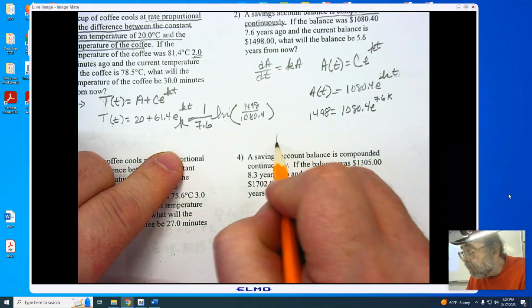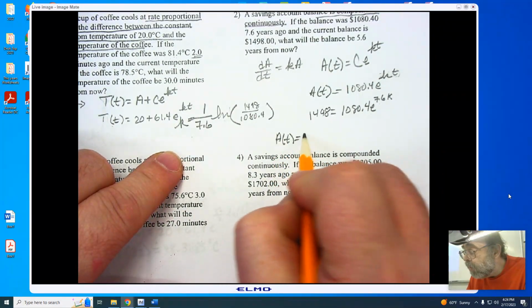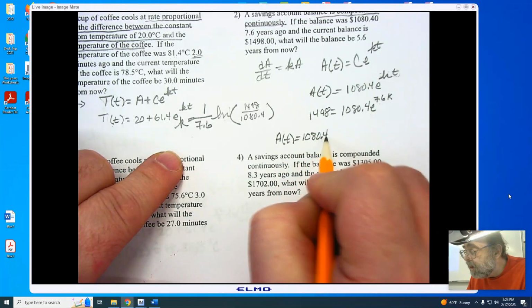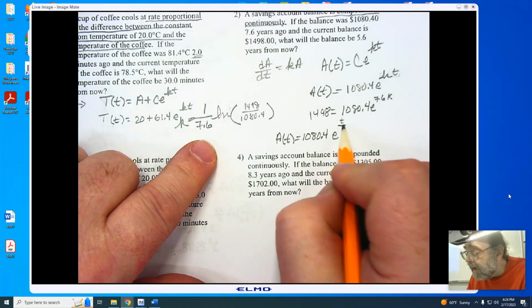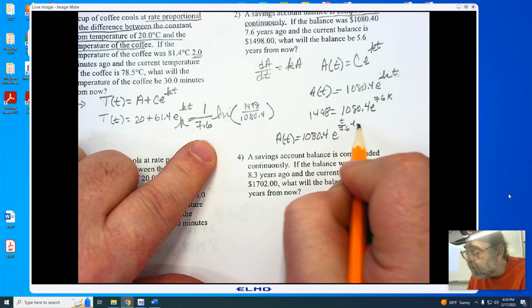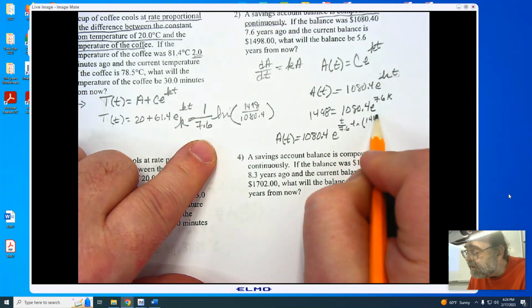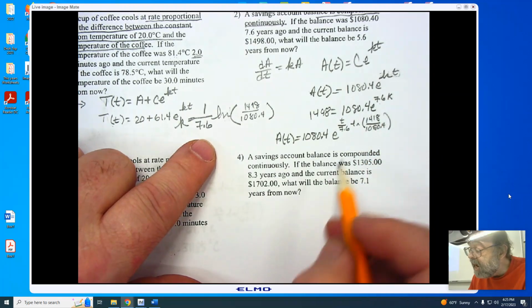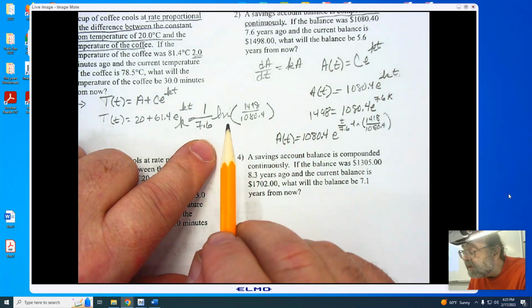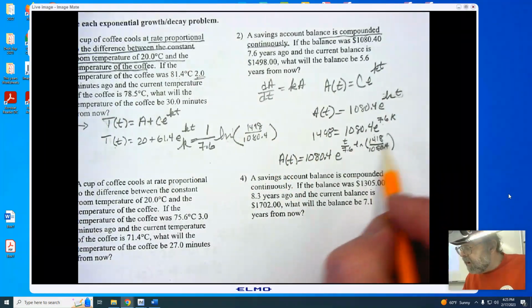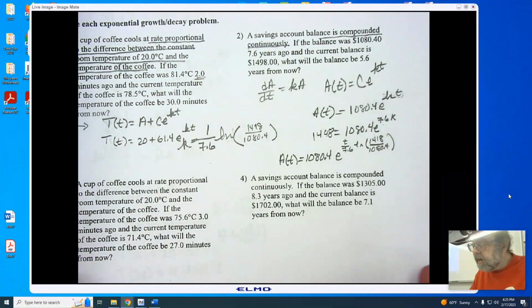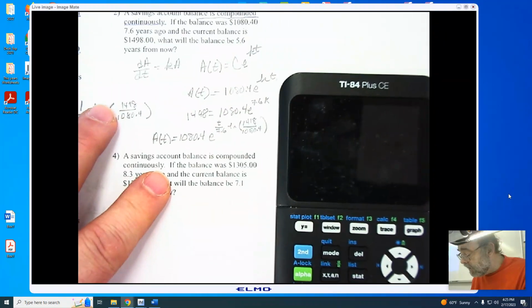Once I have k, I can now write the formula. A of t equals 1080.4 e to the, and now I'm going to put t divided by 7.6 natural log of 1418 over 1080.4. I can now take the 5.6 years. I have to add that 7.6. So that's going to be 13.2. And I can now find my amount in the account by just putting in 13.2.